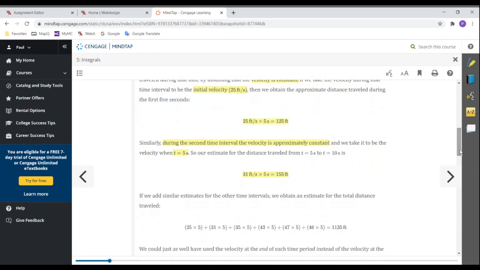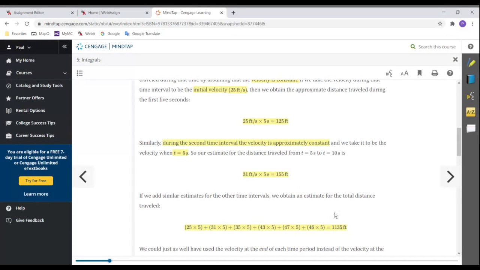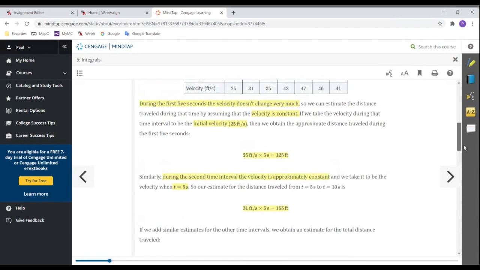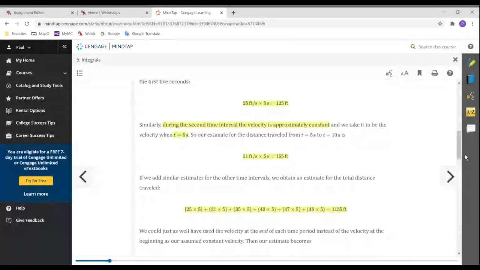It's like they're using a left endpoint approximation, and if they continue doing it, they estimate that the total distance traveled over the 30 seconds is 1,135 feet. Are there any questions on that?